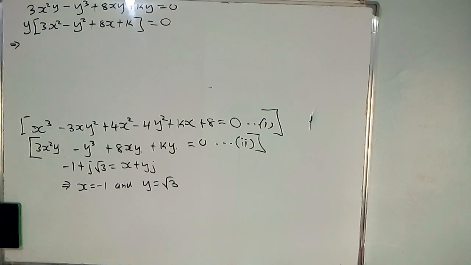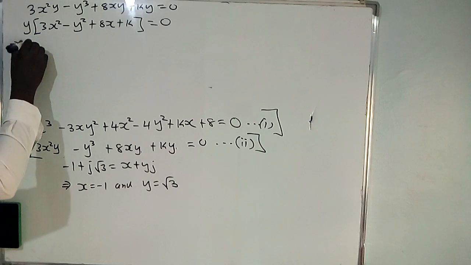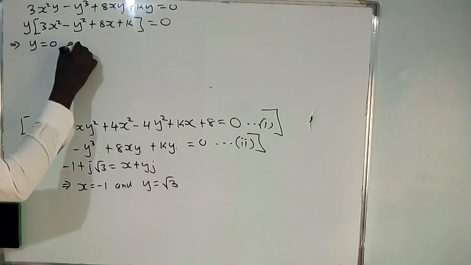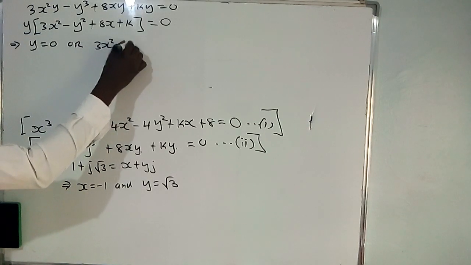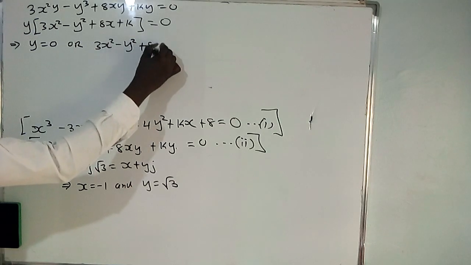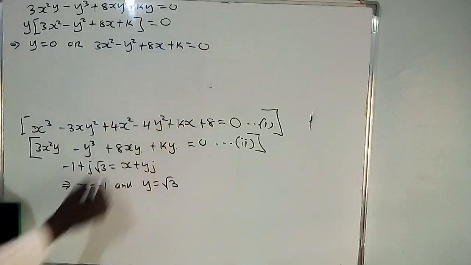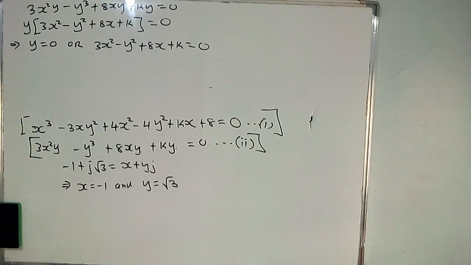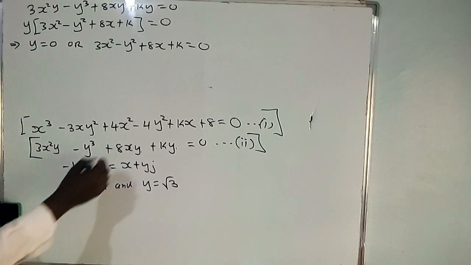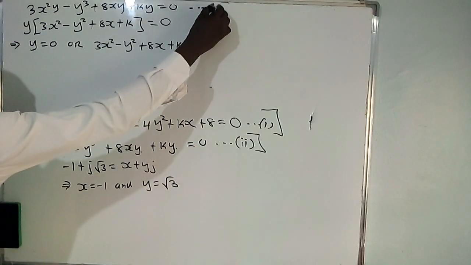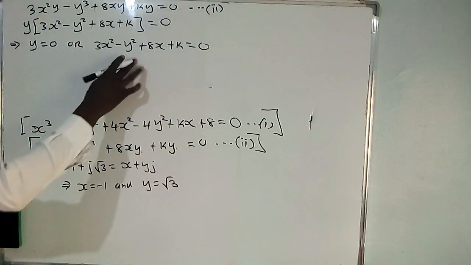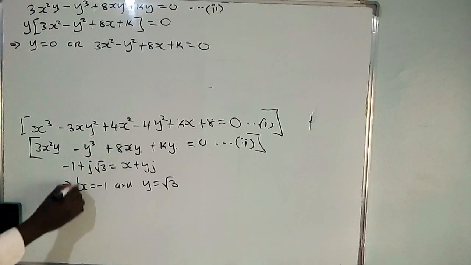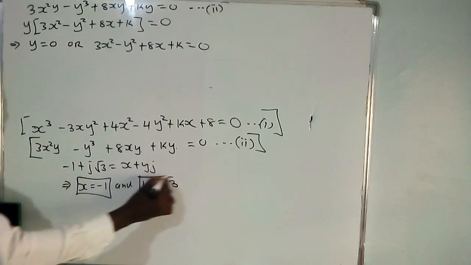So from this second equation, what do you see? In terms of roots, it means either y is equal to 0 or 3x squared minus y squared plus 8x plus k is equal to 0. So either y is equal to 0 or the second term is equal to 0. That is why you are getting a product of 0, isn't it? It means either one of the terms is 0. Are we together? Now from here, you can see this simplified further and easily get to the value of k, isn't it?